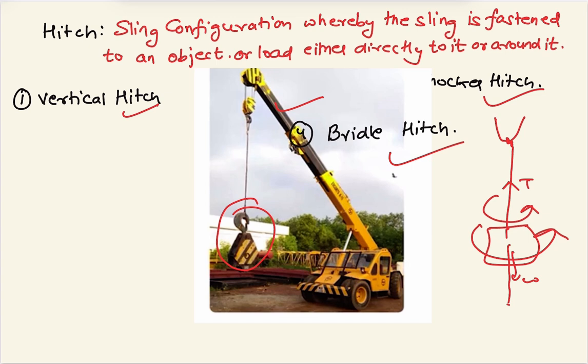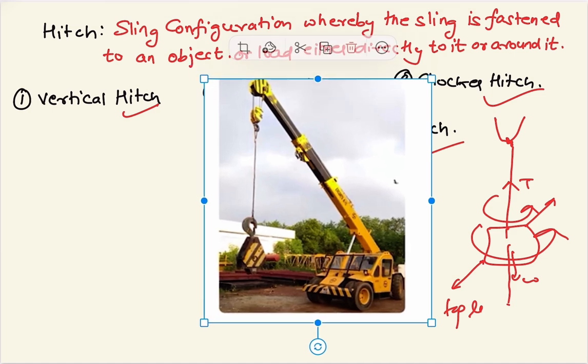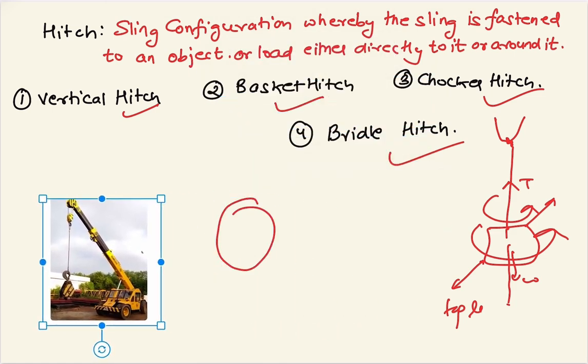If the object is complicated or has some complex geometry, or it can rotate and hit something, then in order to control the rotational motion we have to provide tag lines, in opposite directions. One tag line is on this side and the other on this side, so we can control the rotation. If the load is rotating clockwise, we can just adjust. The riggers will be used for holding the tag lines. The tag lines have to be provided. So the first case is the vertical hitch. You understand the vertical hitch.